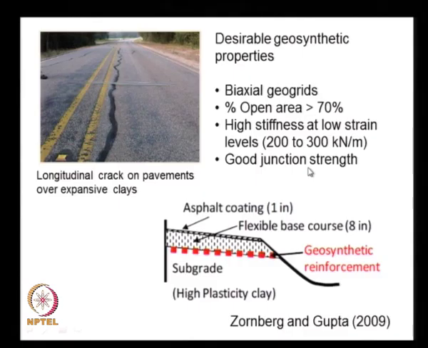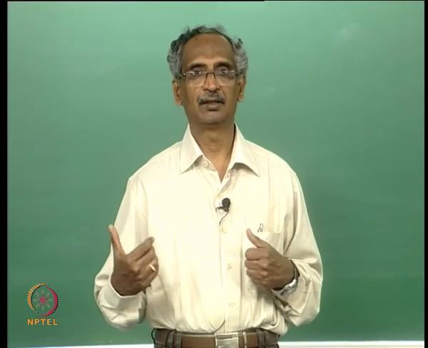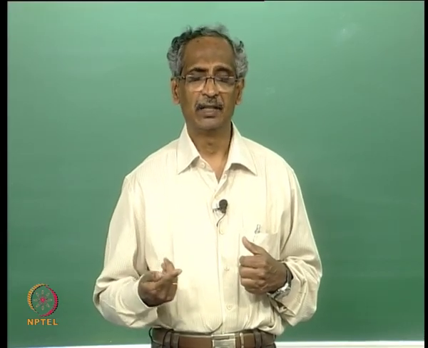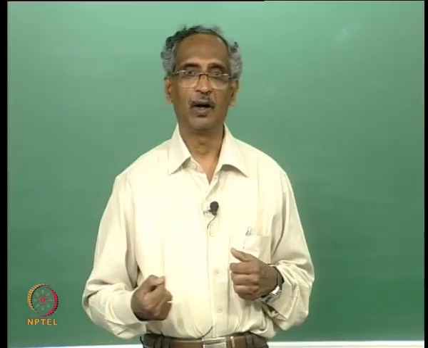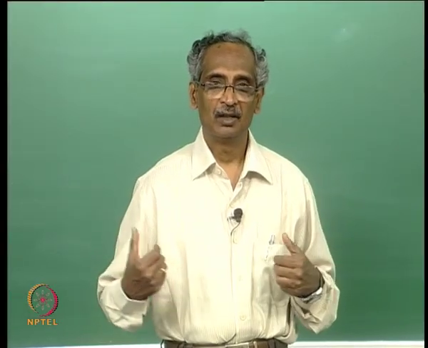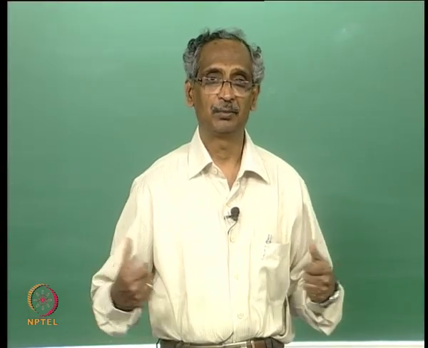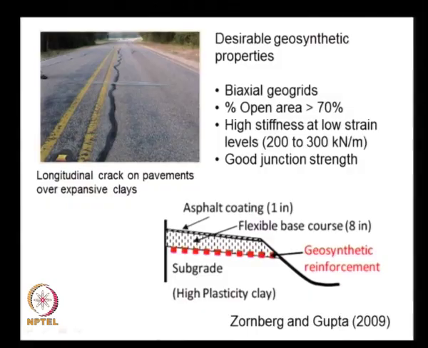they should also have a good junction strength, because when the soil is trying to swell, it subjects the geogrid to very large tensile stresses, and if the junction is not strong enough, the geosynthetic or the geogrid might rupture at the junctions. And this is how we employ a geosynthetic.